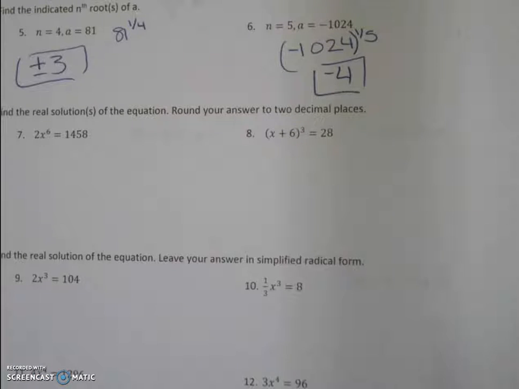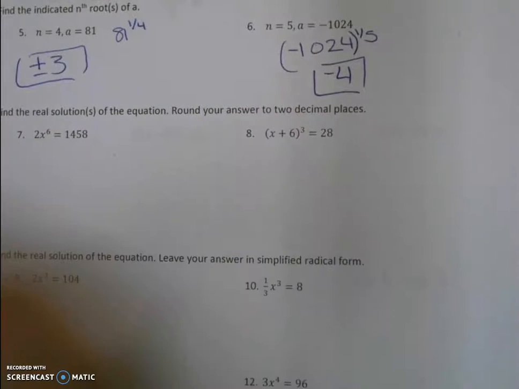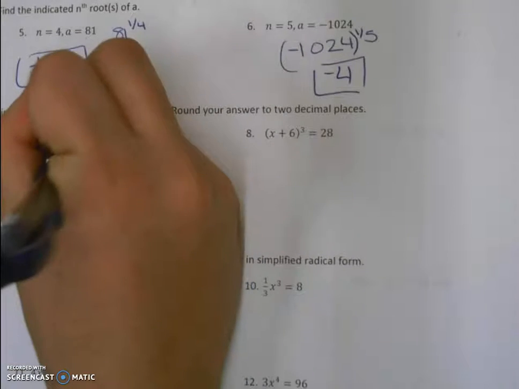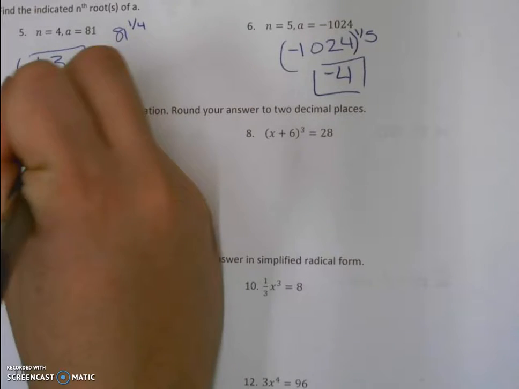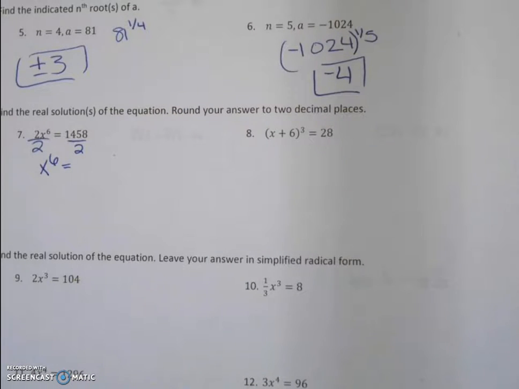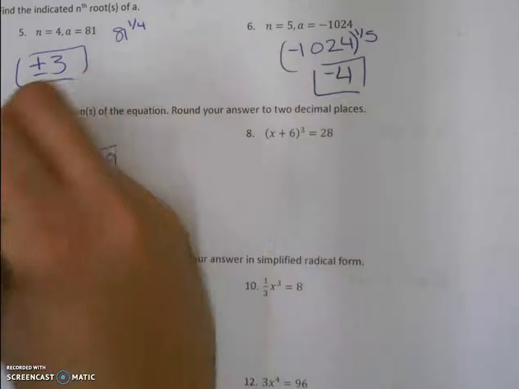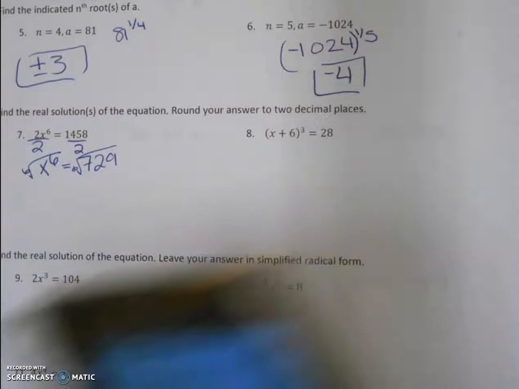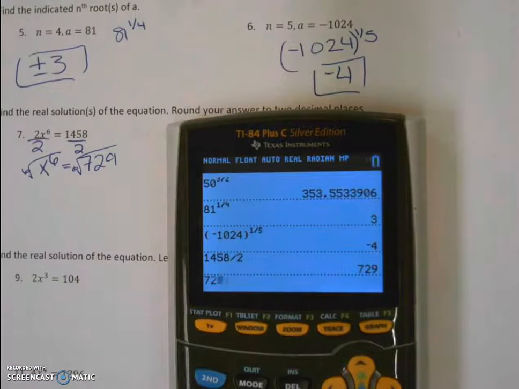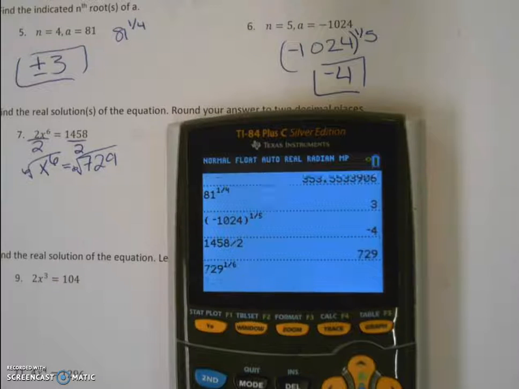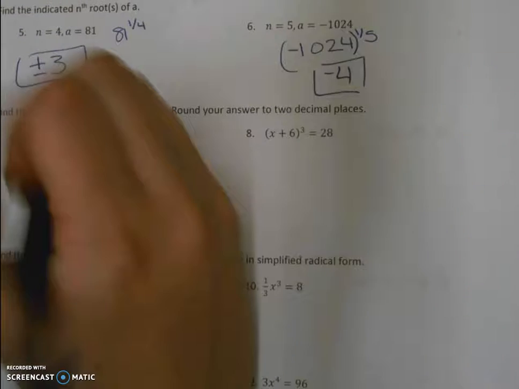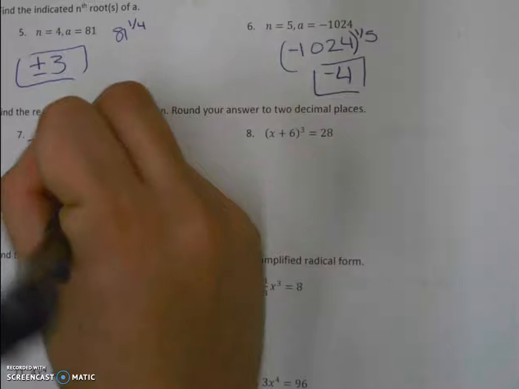This one wants me to find the real solutions of the equation, and to round my decimal to 2 places if I need to. So this one I divide by 2. I get x to the 6 equals 729, since 58 divided by 2 is 729. So then I take the 6th root. On the calculator, the way I do this is 729 to the exponent of 1 divided by 6. This one just gives me a 3. And it's going to be plus or minus 3 because it was an even root.